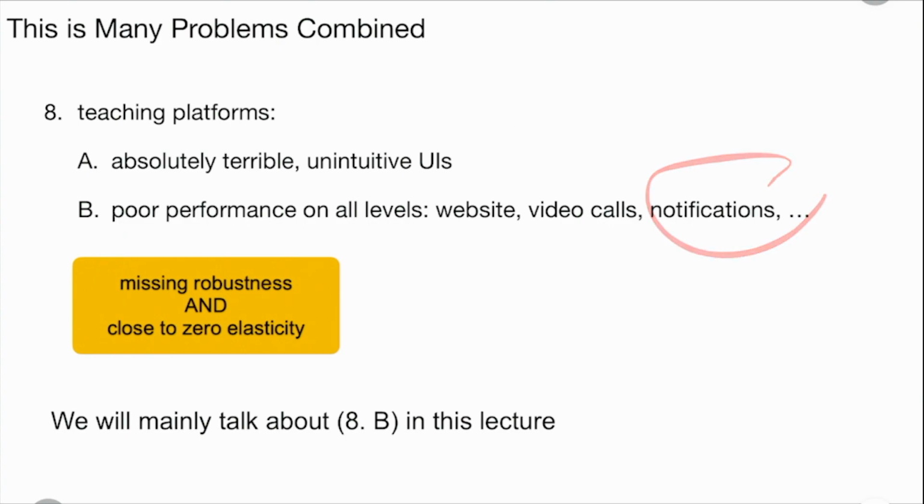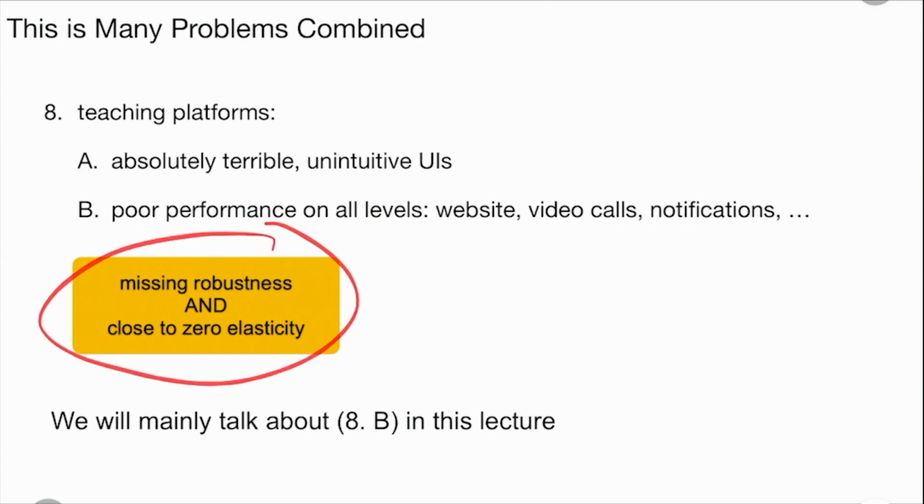So there are many problems, but one is missing robustness and close to zero elasticity. And by elasticity, again, I really mean the system will give you a smooth user experience. It will work independent of the workload, independent of the number of users that are trying to use the system at the same time. That is a robust system. So it's not like that when everyone is hitting the system, you can't use it anymore because every page takes like a minute to load.